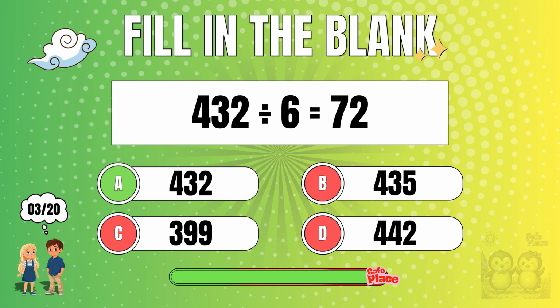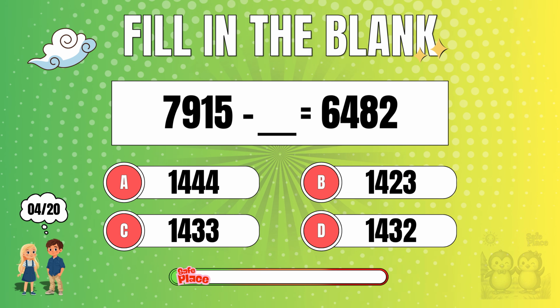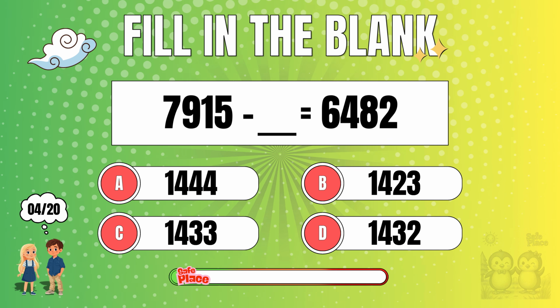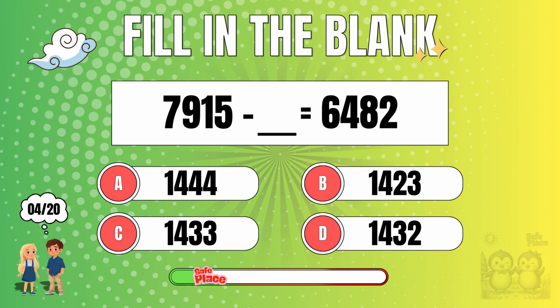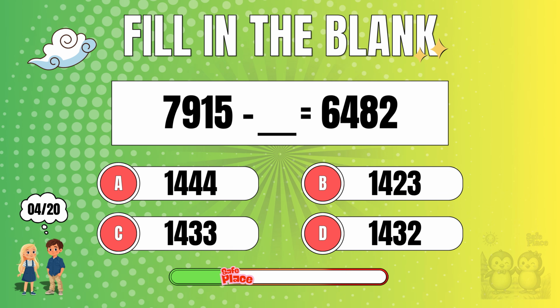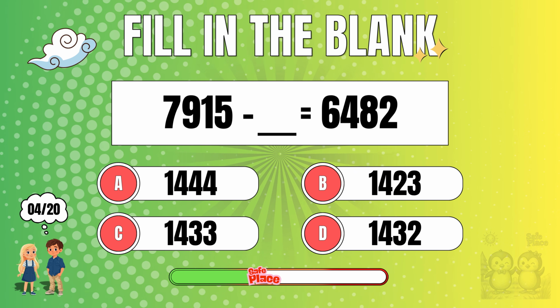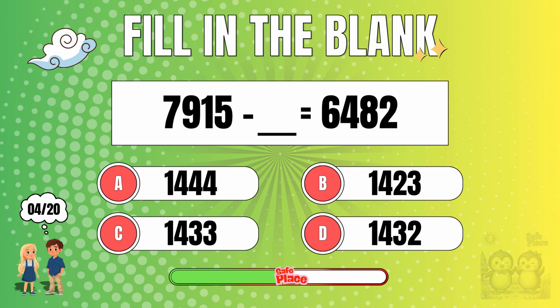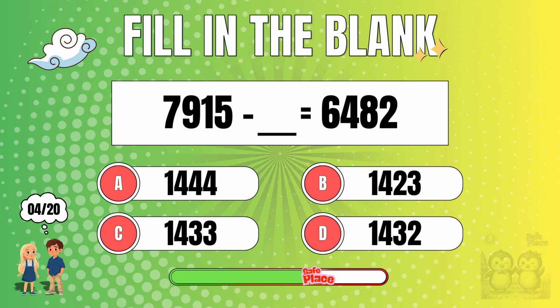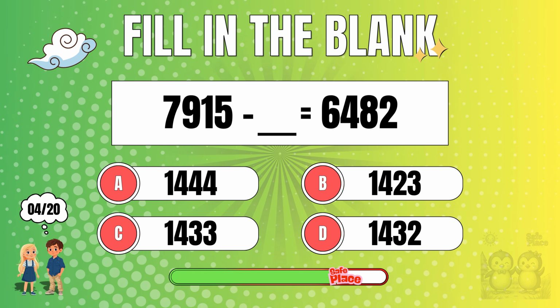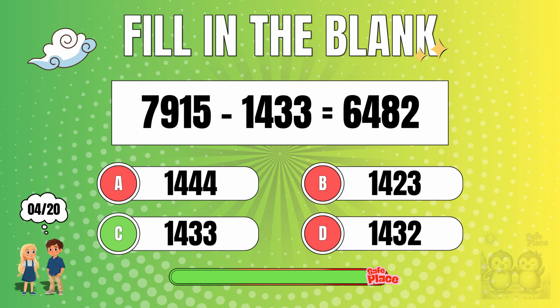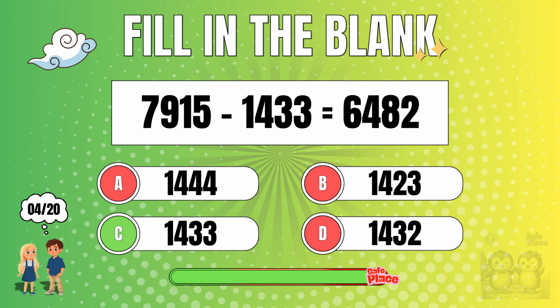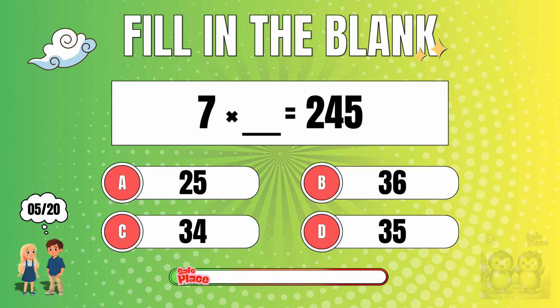It's 432. What number makes 7,915 minus blank equals 6,482? Three, two, 1. Great. The missing number is 1,433. 7 times blank equals 245.